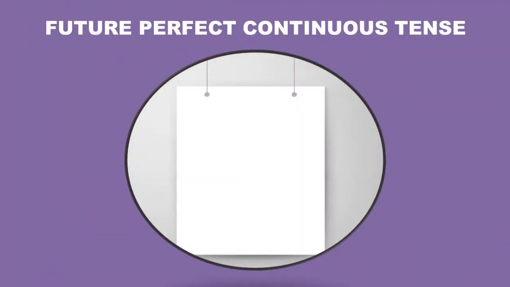Future perfect continuous tense. There is nothing on the screen. It is an empty sheet, right? So actually future perfect continuous tense is no longer used in modern grammar. Therefore, we shall not discuss this.